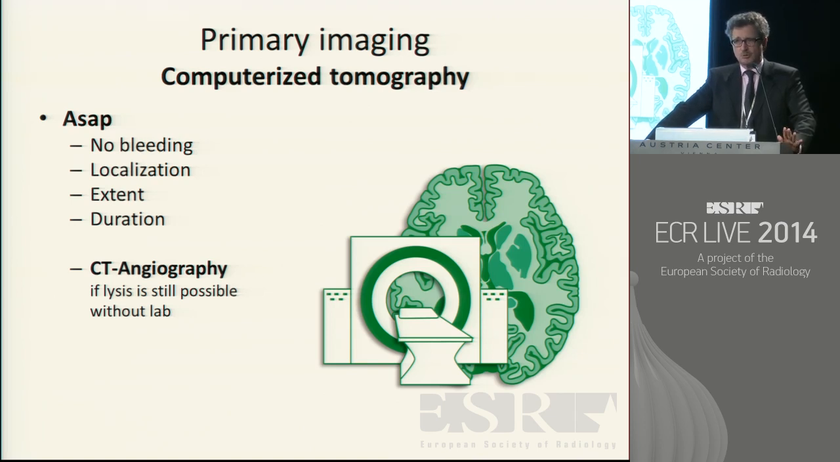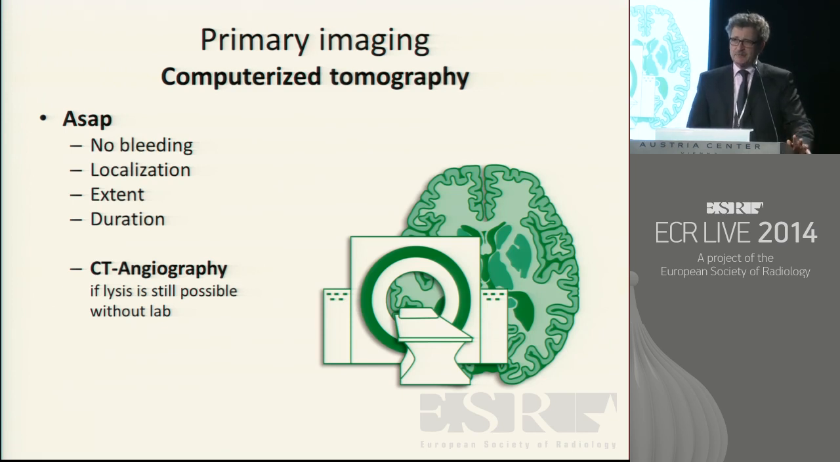Second, you have to have some idea of localization. You have to have some idea of the extent, meaning by negative signs. So if you don't have signs, that's good for the patient. If you have the signs of stroke in native CT, that's bad for the patient, because then treatment is no longer possible. And of course, it tells you a little about duration.